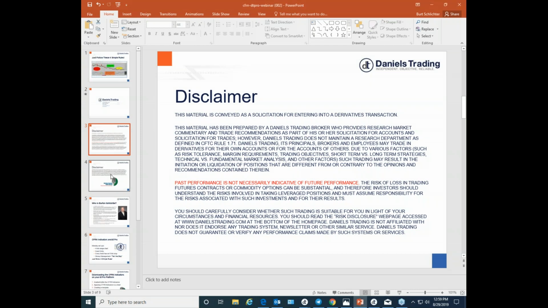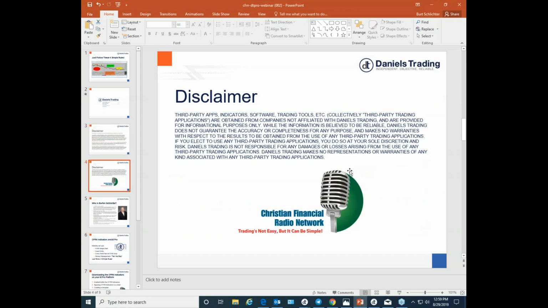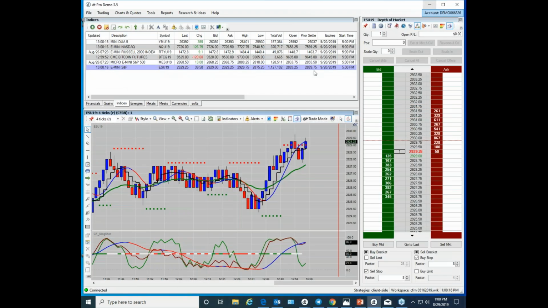And then the next one, and this is my last one, is my relationship with CFRN. I represent Daniel's Trading. Bert doesn't work for CFRN. CFRN doesn't work for Daniel's Trading. They're independent. They're a third party. They're an educator. It's their trading tools. It's their rules. It's their indicator set. There's no going back and forth between Daniel's Trading and CFRN.